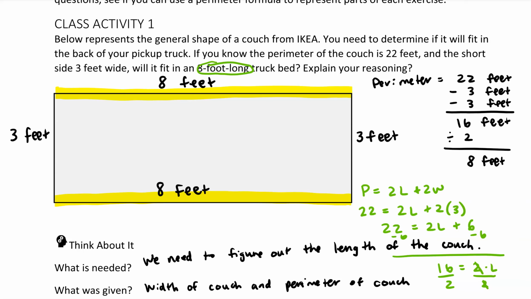And notice that the width is 3 feet, but I looked at the average width of a truck bed, and the smallest one I found, they usually start at around 40 inches, which is bigger than 3 feet. So the couch should fit on the truck bed.